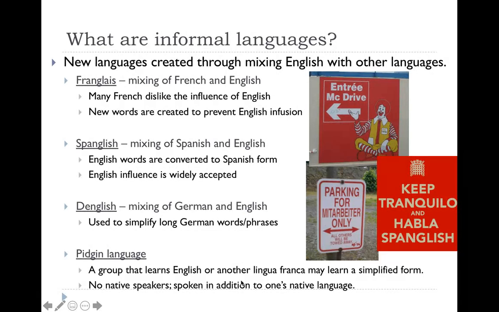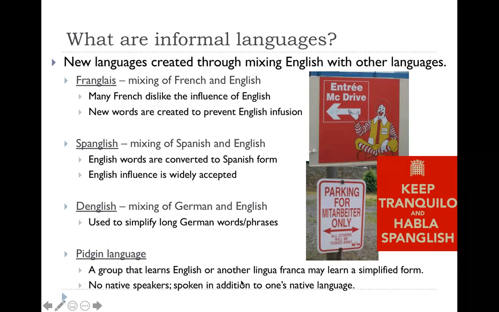So what are informal languages? New languages are created by mixing multiple languages together, usually English becoming mixed with other languages is what we talk about when we look at informal languages. Three of the big English mixed languages here are Franglish, Spanglish, and Denglish. Franglish is mixing French and English together, and you might see some words that, if you look at the McDonald's picture there, entree and McDrive, right, would be your mixing of those words together.